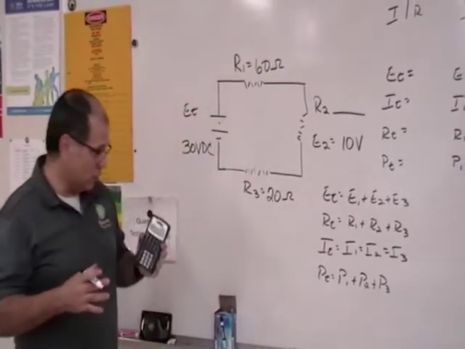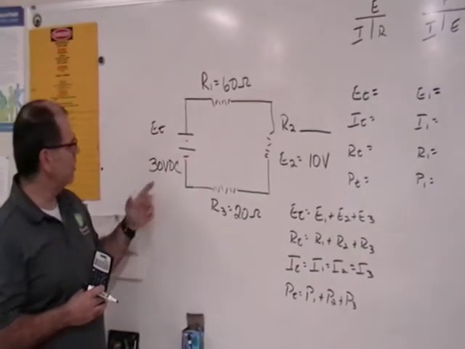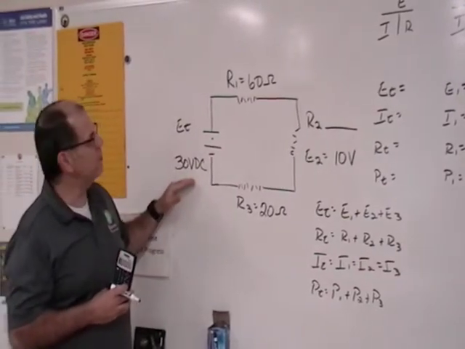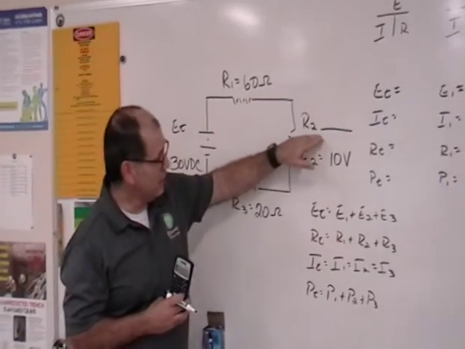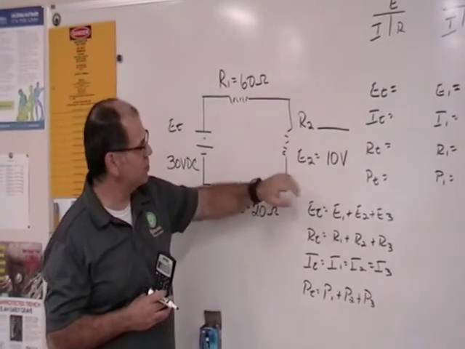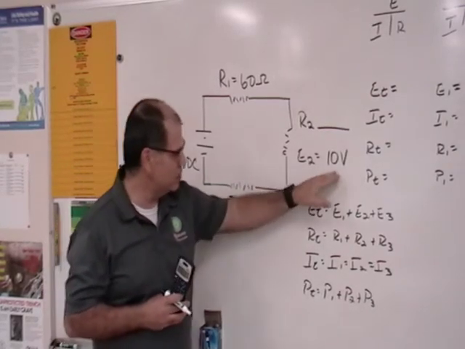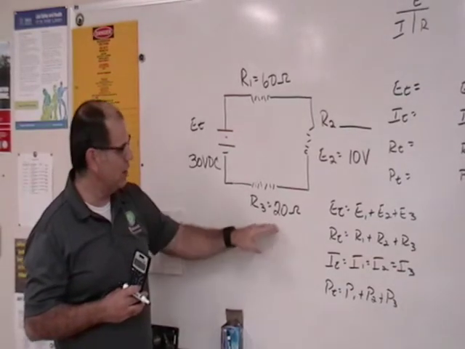Okay. And what I have here on the board is a simple series circuit with simple values in it. We've got a power source of 30 volts. Our first resistor is 60 ohms. We don't have a value for our second resistor, but we do know the voltage drop at our second resistor, and it's 10 volts. And our third resistor is 20 ohms.